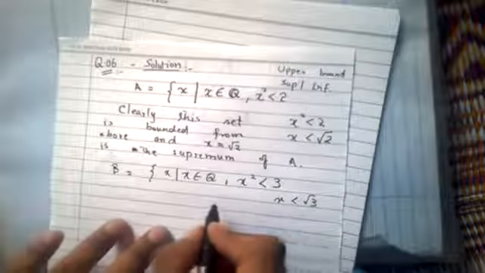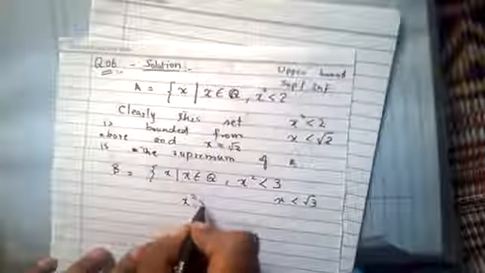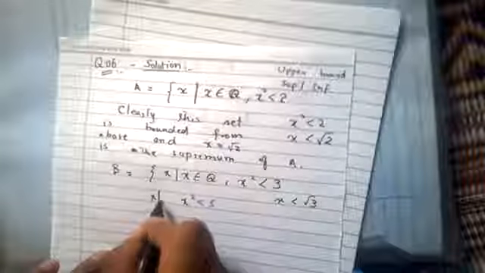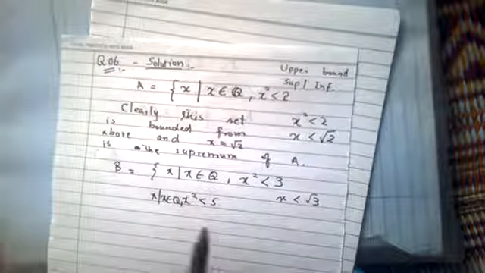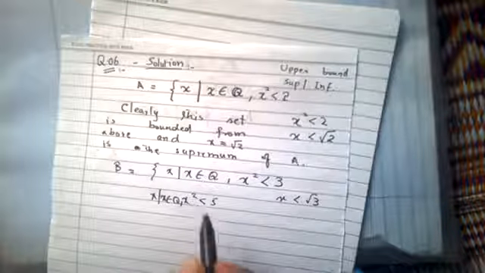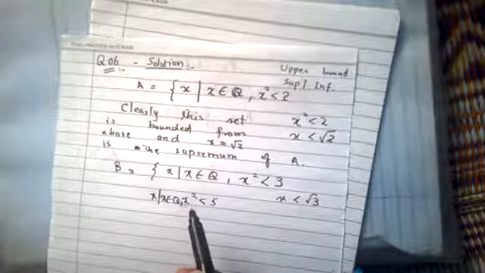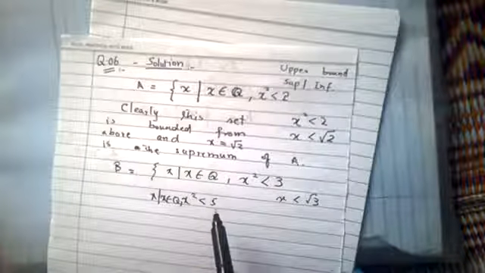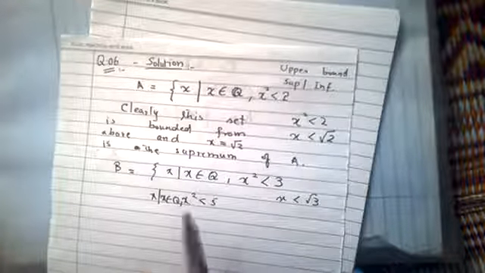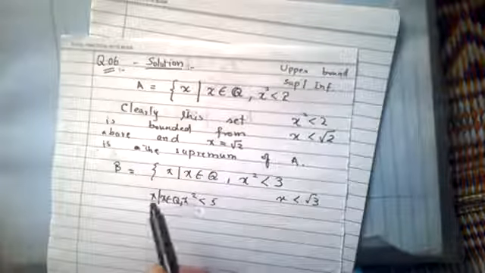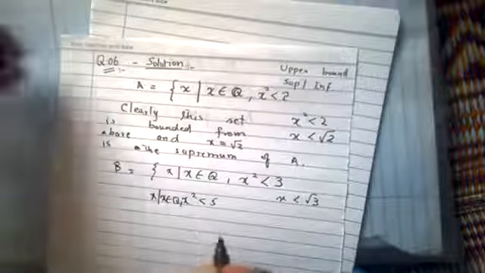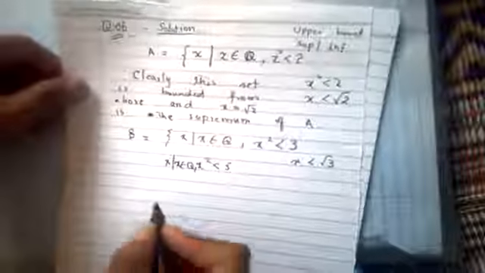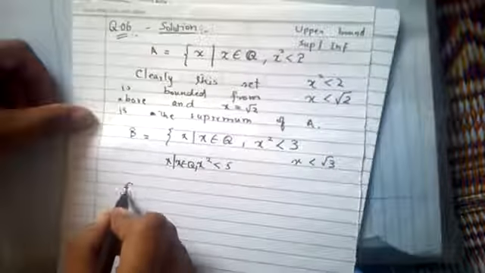Similarly, we can define them by x square less than 5, all of the x members of rational numbers in which their squares are less than 5. This is also an example of the required set, because square root 5 is the least upper bound, that is supremum of this set, and therefore this set is also the required set, because square root 5 is the irrational supremum, not a rational supremum.